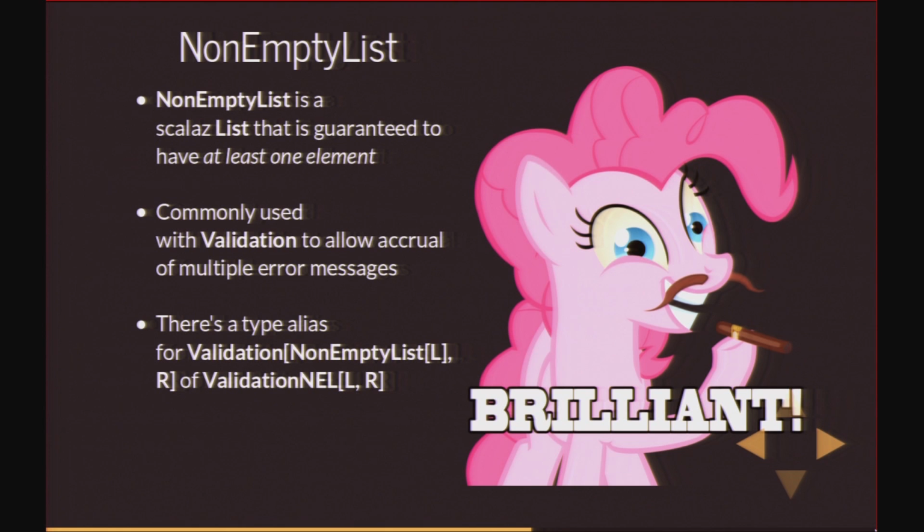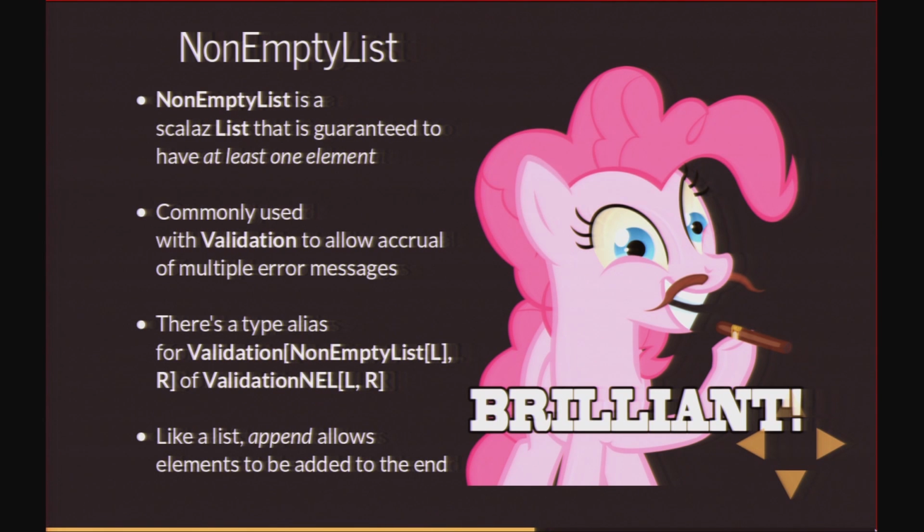And it's so common that there's actually a type alias. So you could say validation non-empty list failure and right, or success, or you can say validation NEL failure right. That's an alias. That means that the left-hand side, the failure, is a non-empty list of failure. So there's that nice little alias there built in for you. Actually, is it lowercase el? I think it might be lowercase el. So like a list, because it is a list, append accrues multiple elements. You append something to a list, you get a new list with that element added to the list.